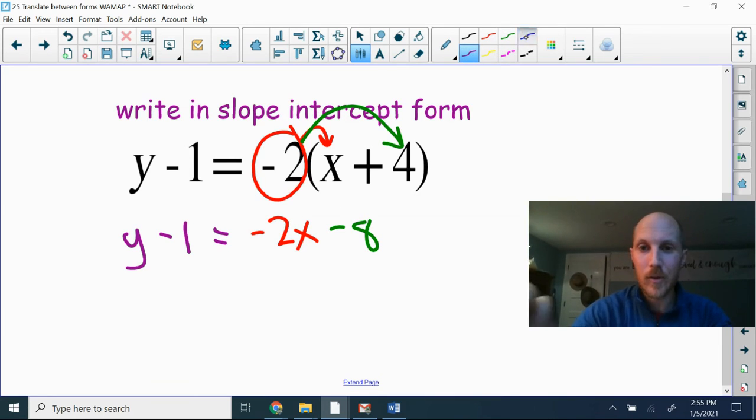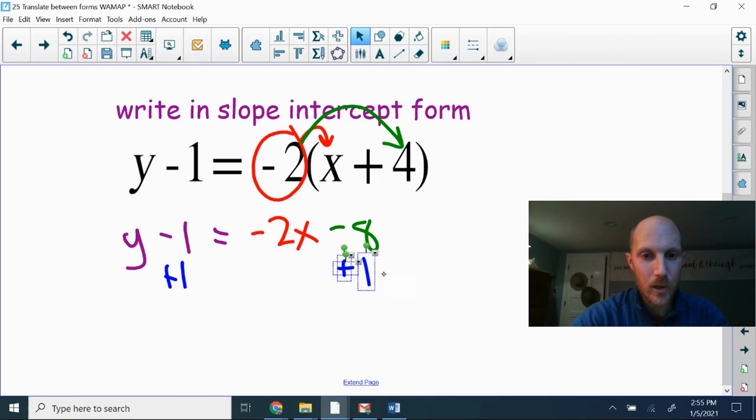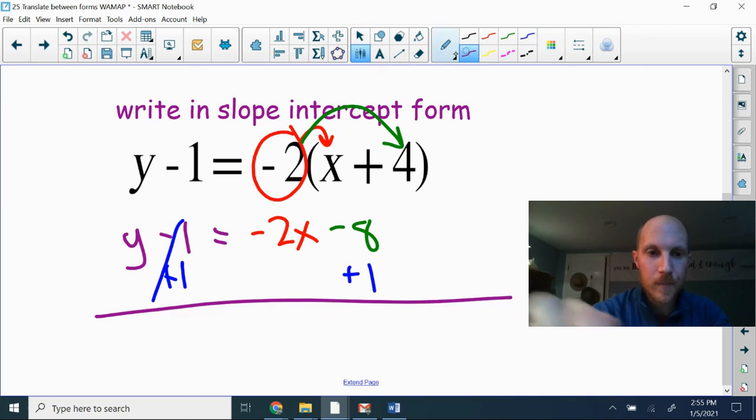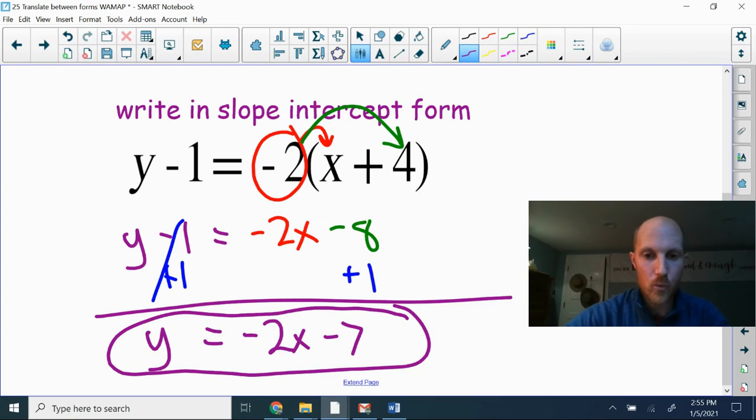Okay, and then my last step is I need to get the y by itself. So in order to get rid of that -1, I need to do the opposite operation. So I'm going to add 1. I have to do the same thing on the other side of the equal sign. So I'm going to add 1. We do want to make sure that this +1 is lined up underneath the like term. It needs to go underneath that -8. It can't go underneath the -2x because it's not an x. So we're going to keep it with the like terms. Okay, these cancel. y equals -2x. -8 plus 1 is going to give me -7. Blam. All right.